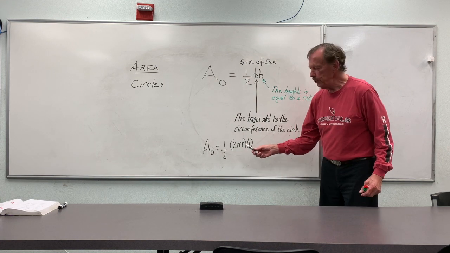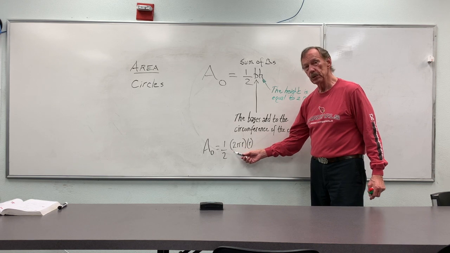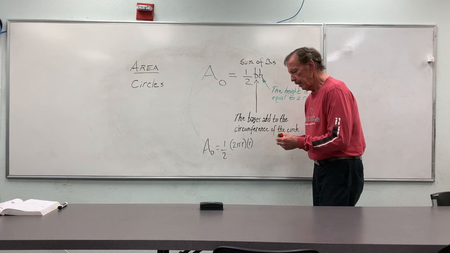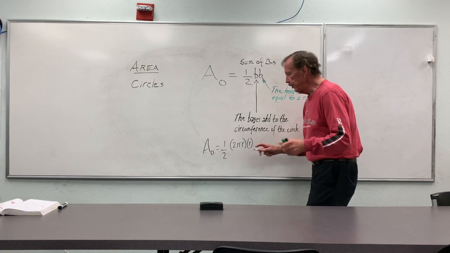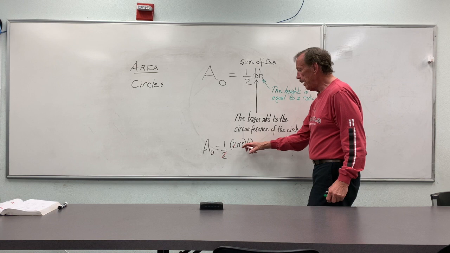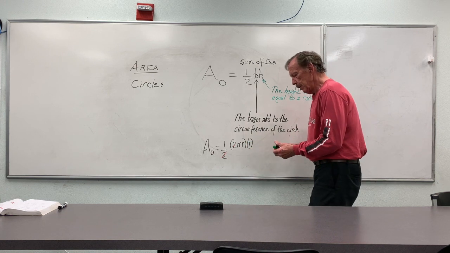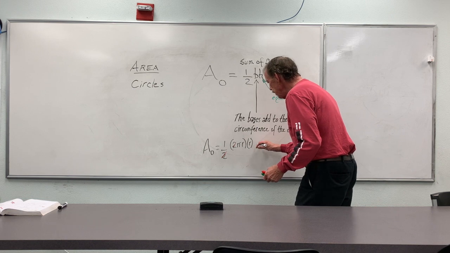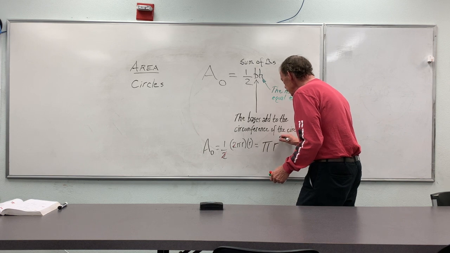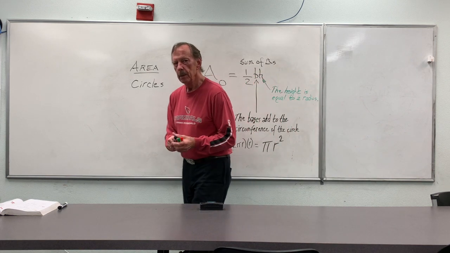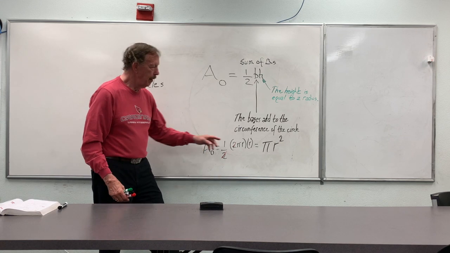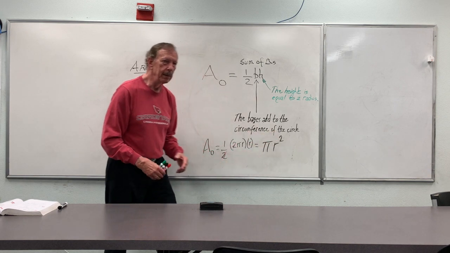When we make the substitution, the area is 1/2 the circumference of the circle times the radius of the circle. In this formula, I think you can see that the 2's will divide out, leaving pi times r, or pi r squared. So the area of a circle is given to us by the formula pi r squared.